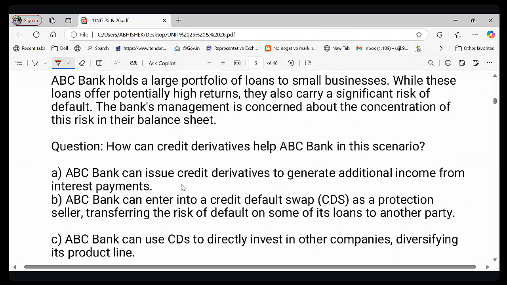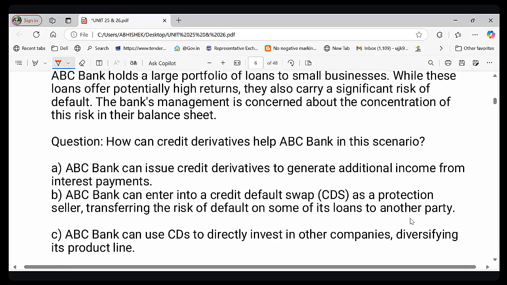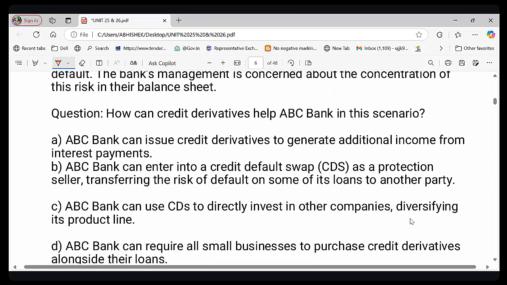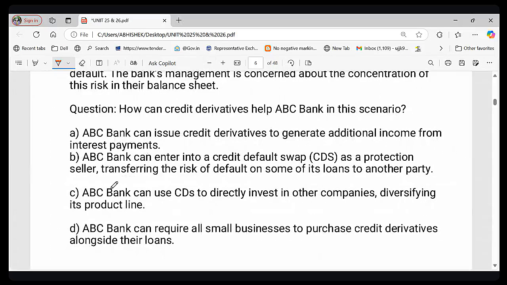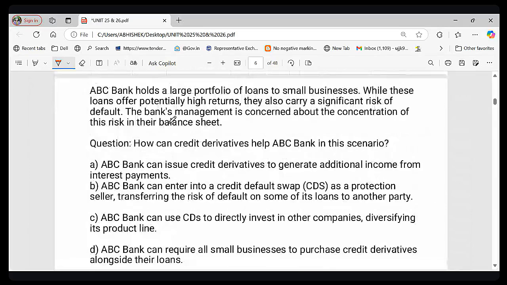Option A, ABC Bank can issue credit derivatives to generate additional income from the interest payments. Option B, ABC Bank can enter into a CDS as a protection seller, transferring the risk of default on some of its loans to another party. Option C, ABC Bank can use CDs to directly invest in other companies, diversifying its product line. And option D, ABC Bank can require all the small businesses to purchase credit derivatives alongside their loans. Right. So this is the question.